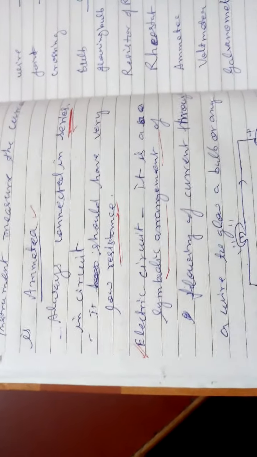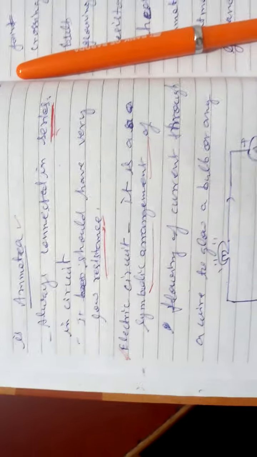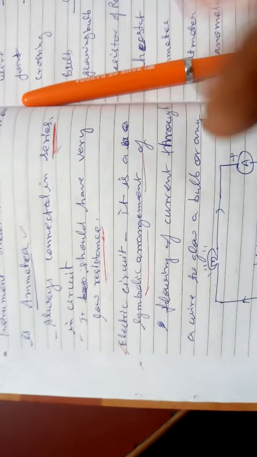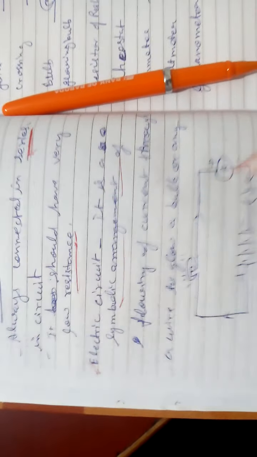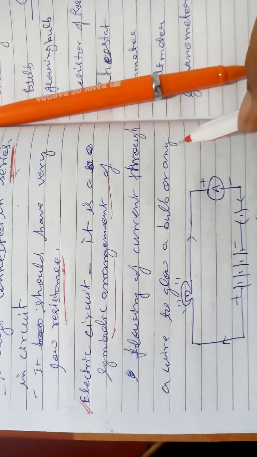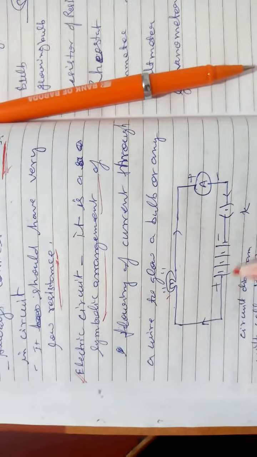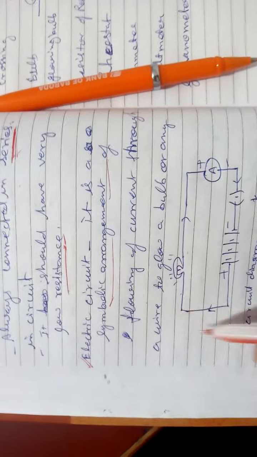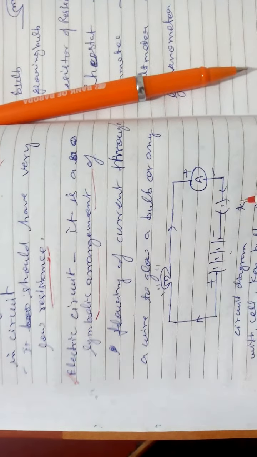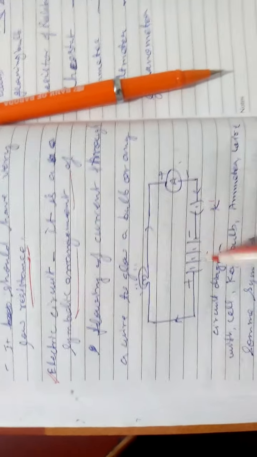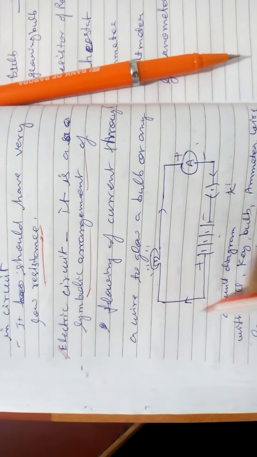So the symbolic representation is called the electric circuit. A circuit diagram comprises the cell, bulb, ammeter, key, and wires. Here I am showing a wire to glow a bulb. It is a systematic circuit diagram made with the help of the bulb, battery, key, ammeter and wires. So a wire is indicated by a line.